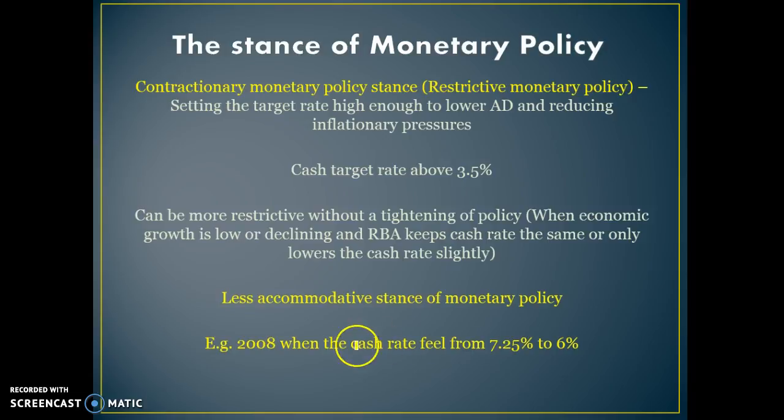Another example, in 2008, just after the GFC, when the cash rate fell from 7.25% to 6%, that wasn't enough to try and pick up economic activity, and it was still considered to be a contractionary monetary policy. So, for example, expansionary monetary policy is not the same as a loosening. It can still be expansionary if they're increasing the cash rate, provided it is still low enough to be stimulating growth, and it can still be expansionary if they keep the cash rate the same.